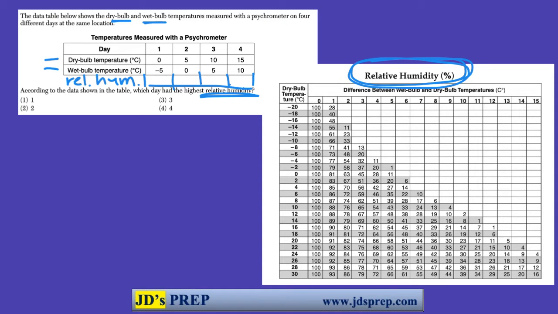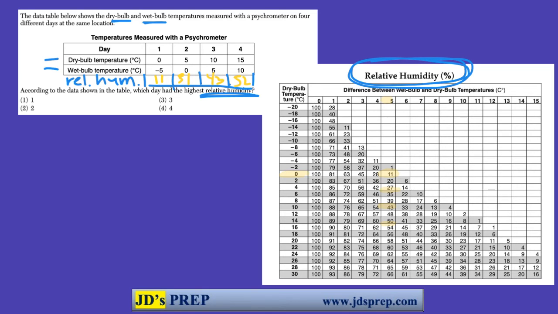So for day one, we have a dry bulb temperature of 0. Dry bulb temperature of 0, we find that on the side of the table. And the difference between the wet bulb and dry bulb temperatures is 5 degrees. So the difference between the wet and dry is 5. We find out where those lines meet, and the relative humidity that day is 11. And using the rest of the data, I'm going to fill in the rest of the relative humidity values, and you can do the same.